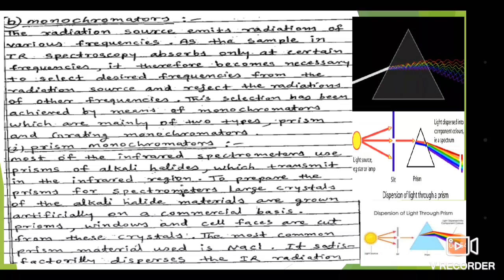So spectrometers use a prism of alkali halide. Alkali halide means what? That is KCl, NaCl. All the alkali metals combine with halide to give alkali halides, such as cesium chloride, NaCl, KCl. So generally, what do alkali halides which transmit in the infrared region mean?